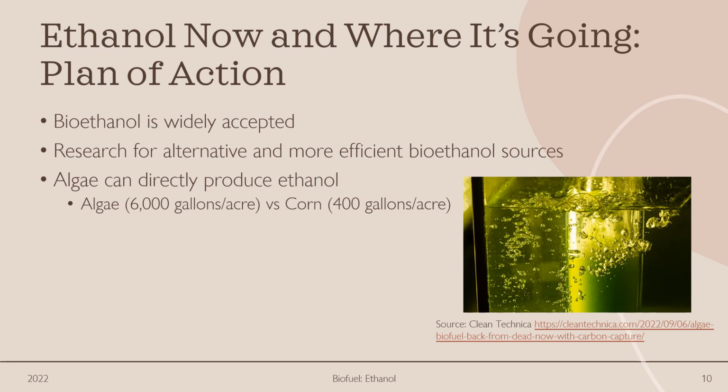On the research side, scientists are experimenting with alternative and more efficient sources of bioethanol. For example, experiments are currently being conducted using algae to produce bioethanol. Algae is grown in sunlight to stimulate photosynthesis, therefore allowing the algae to directly produce ethanol without having to harvest it. Increased research in this area will greatly impact biofuel development.